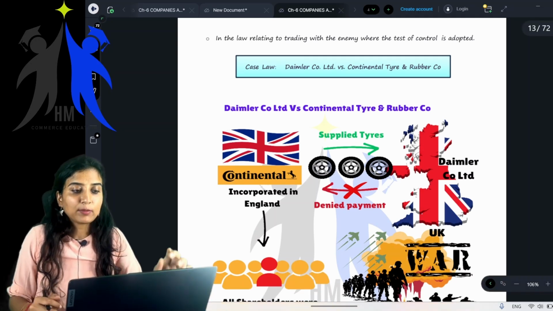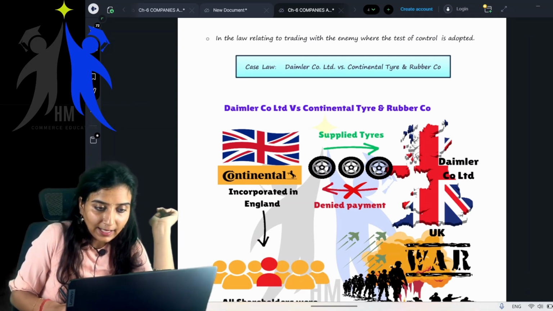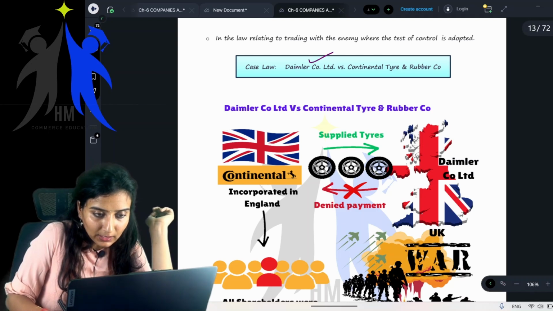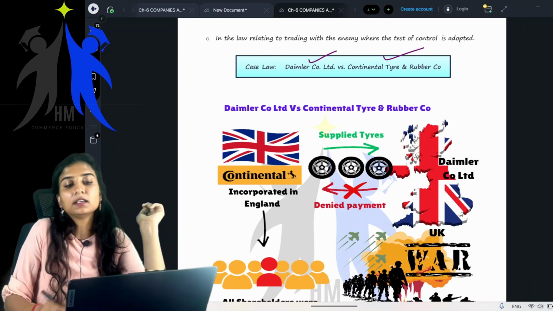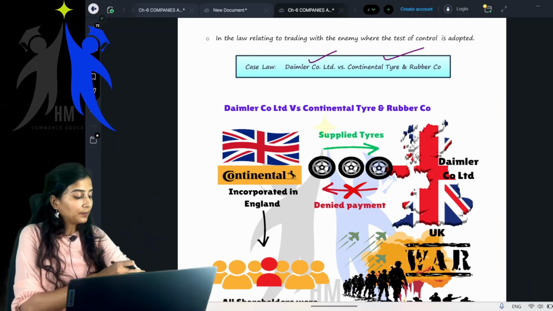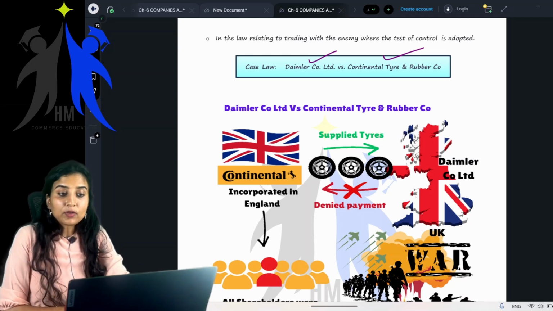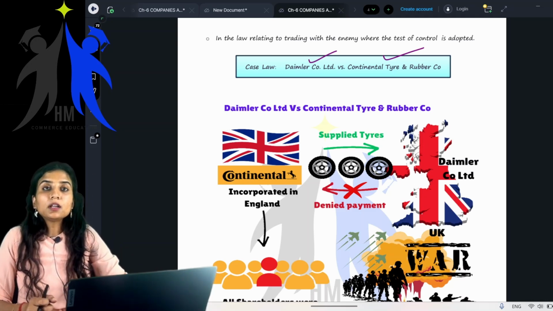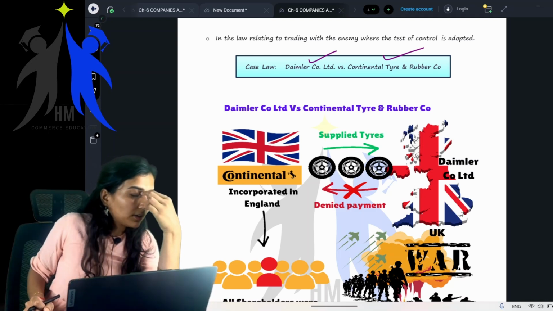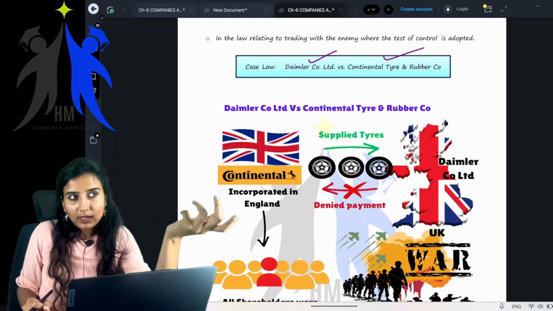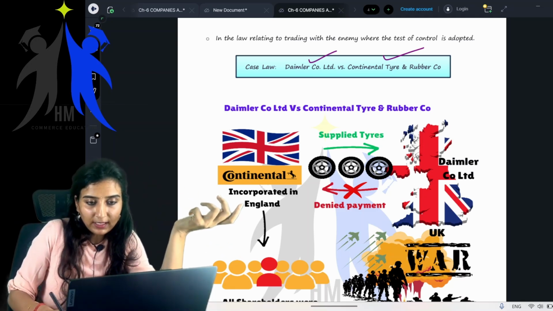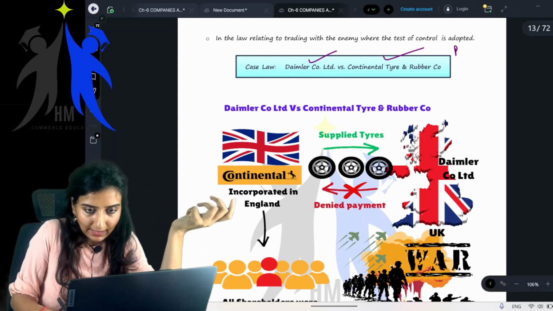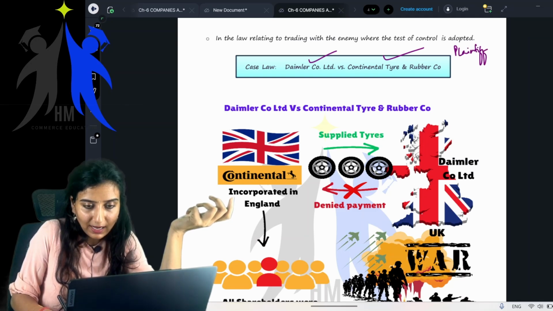What is the name of the case law? Daimler Company Limited versus Continental Tire and Rubber Company. See students, when we are talking about any case law, basically there is someone called plaintiff and defendant.